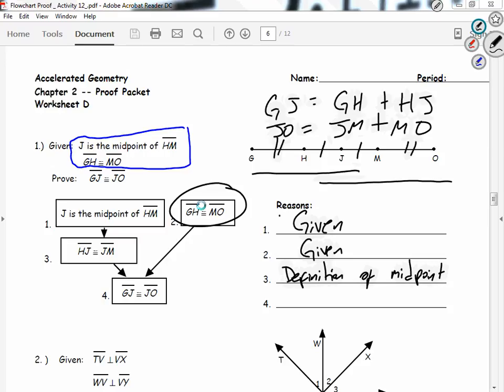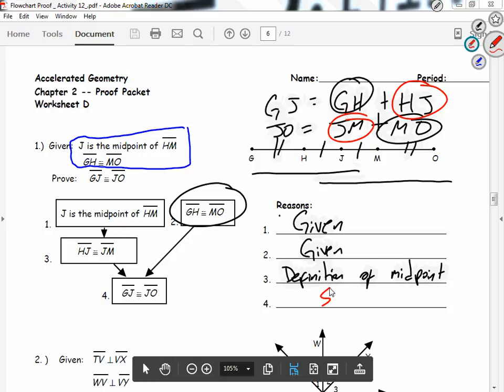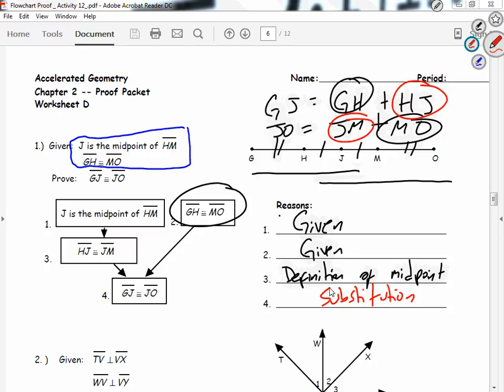We said earlier that GH and MO are the same thing. We said that in statement 2. Another thing on statement 3, we said HJ and JM are equal. That's what statement 3 said. Can we say those two are equal? Substitution. Nice. Every time you change something for something else, there's substitution.